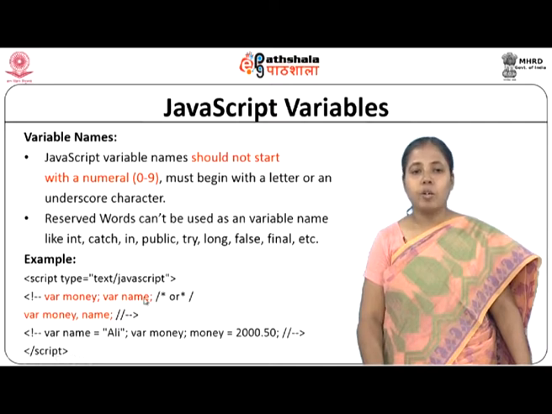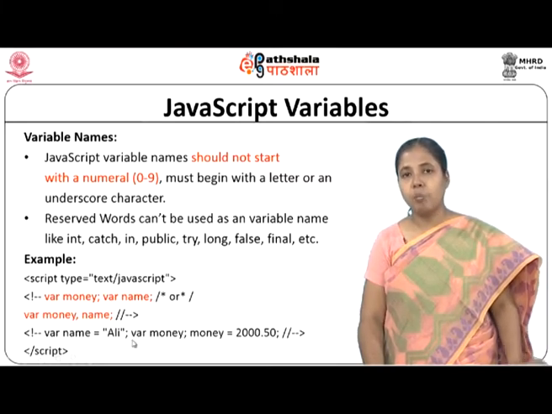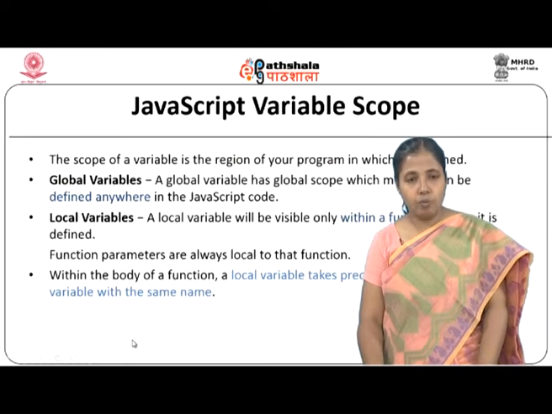Here you have declared variables like money, which is just a declaration, and name is the variable name, which takes a value as a string. The same variable money now takes a value of 2000.50, which is treated as a number. So, you need not give the data type, you can simply assign values to the variables.